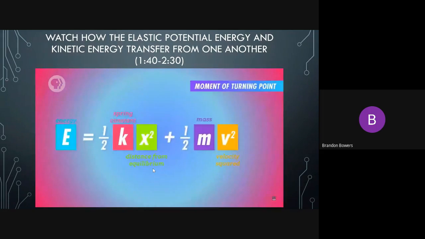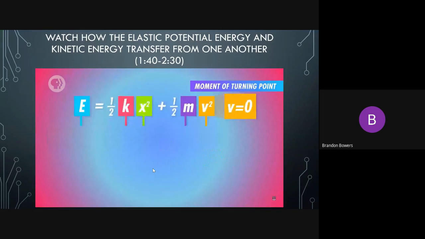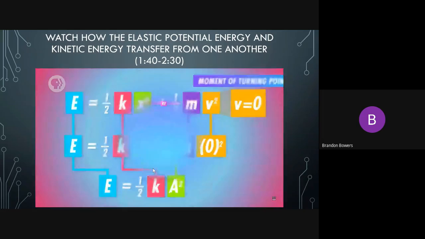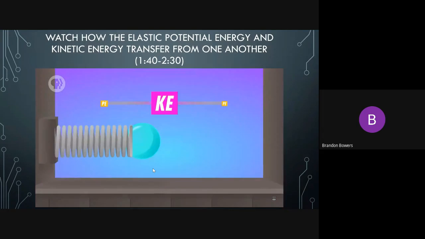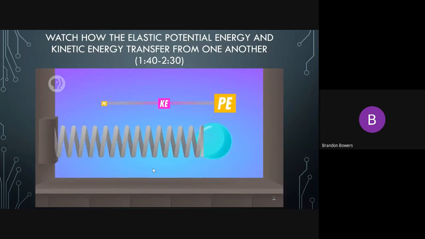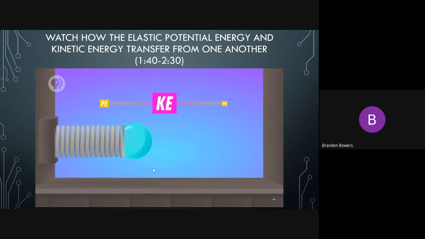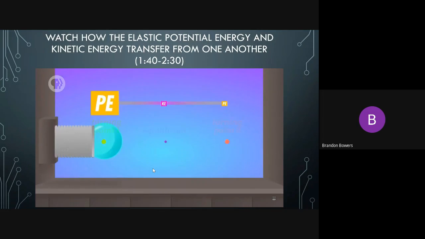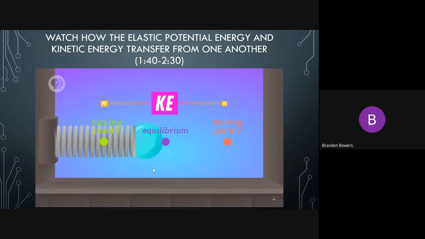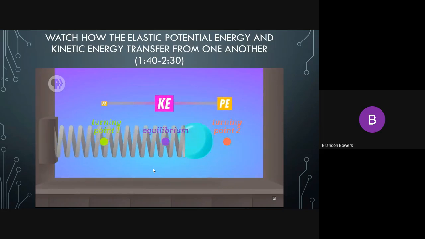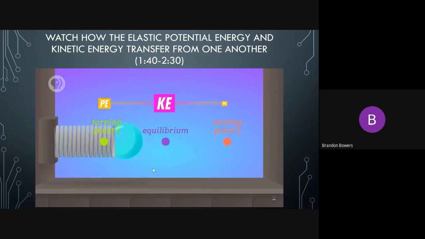Instead, all of the ball's energy will be potential energy from the spring: half of the spring constant times the amplitude squared. Now, as the ball moves towards the middle, its kinetic energy starts to increase because it's moving faster and faster. At the same time, its potential energy decreases, keeping its total energy the same. Exactly in the middle of the ball's motion, at the equilibrium point, its potential energy goes down to zero. The ball is back where it started, so the spring is no longer pulling on it.